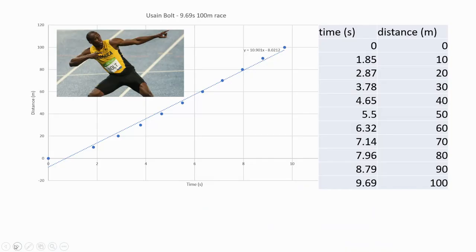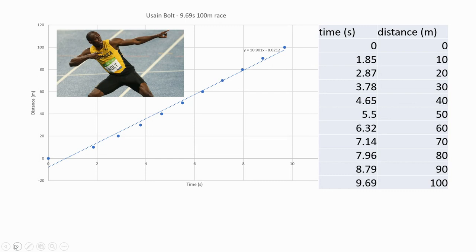Here's Usain Bolt. He has the world record for the 100-meter dash. I think it's in 9.59 seconds. But this is a breakdown of one of his races in which he ran 9.69 seconds for 100 meters. To the right, I have a table that includes his time and distance for every 10 meters along that path until we get to 9.69 seconds at 100 meters.